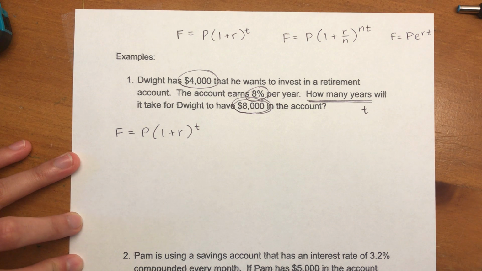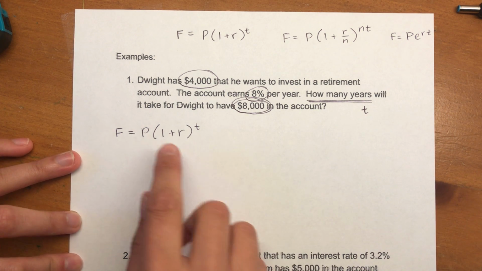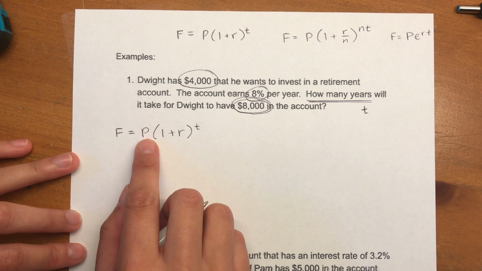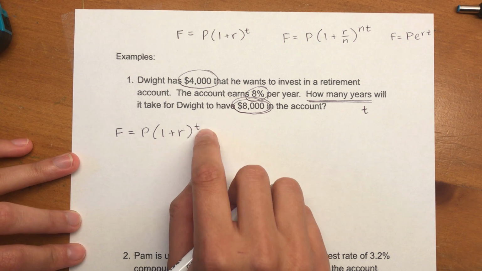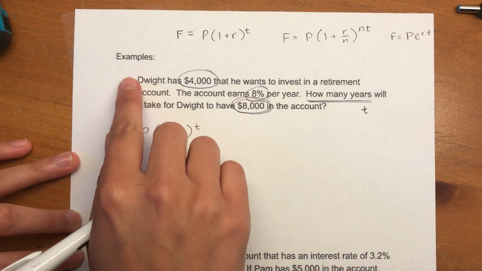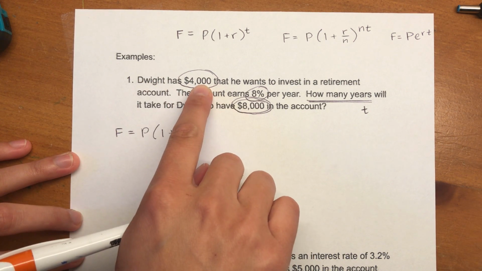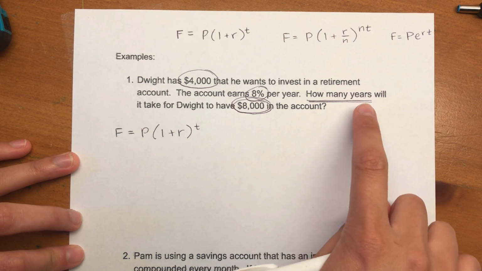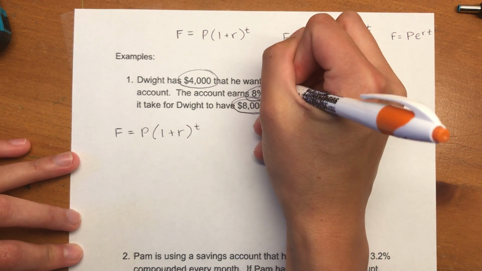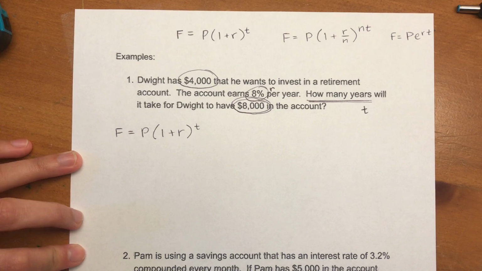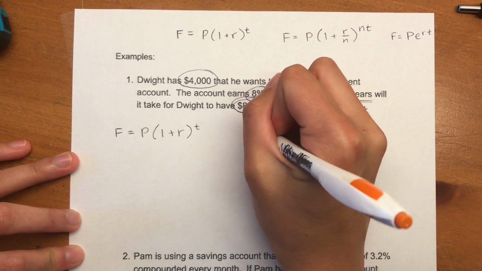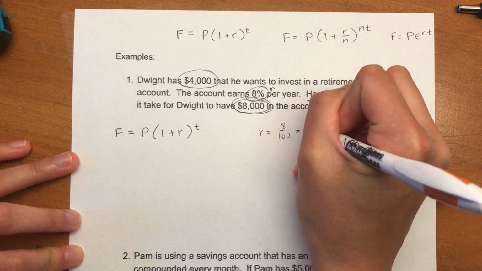And let's fill in what we already know. F is our final value, P is our initial investment, r is our rate, and t is our time. So Dwight has $4,000. He wants to invest it. Then the account earns 8% per year. 8%, that's the easy one. We know that's r. Every time we see a percentage, that's r, and then we divide by 100. So my r value is going to be 8 over 100, or 0.08.